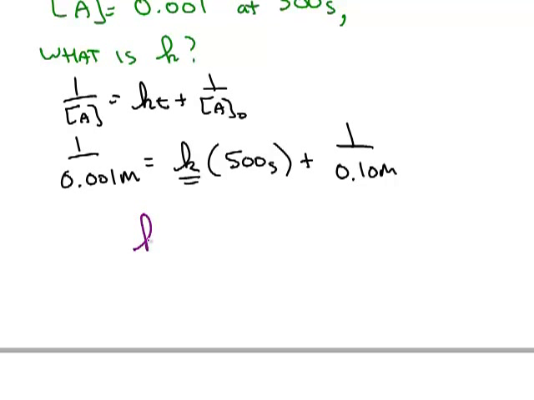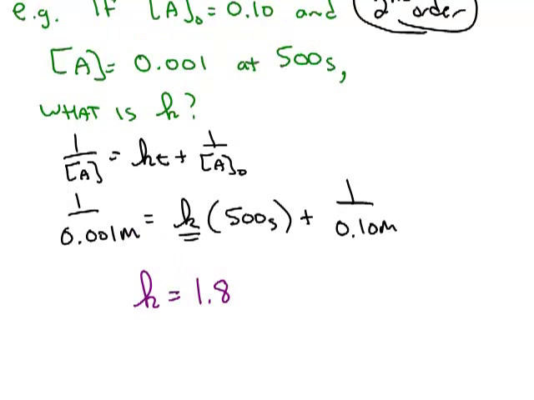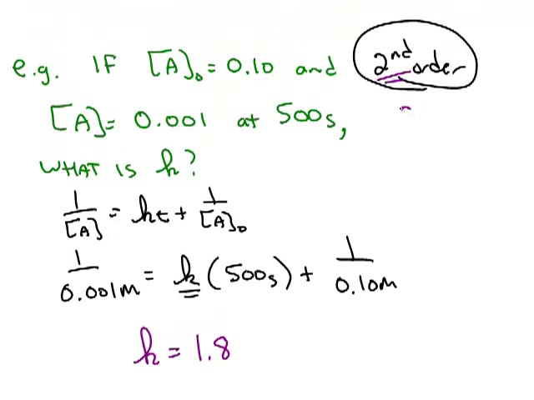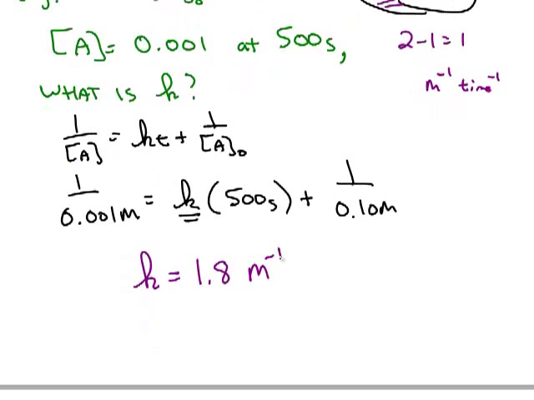So the only variable we don't know is the rate constant K. If we do a little algebra on this, bring all the numbers over to one side, solve for K, we're going to get 1.8, and we can use the shortcut. Because we know it's second order, 2 minus 1 is 1, throw a negative sign in front of it, that's what the molarity is going to be raised to, and we know it's always inverse units of time. So in this case, the time was measured in seconds, so we know our value for the rate constant is 1.8 molar to the negative 1 seconds to the negative 1.